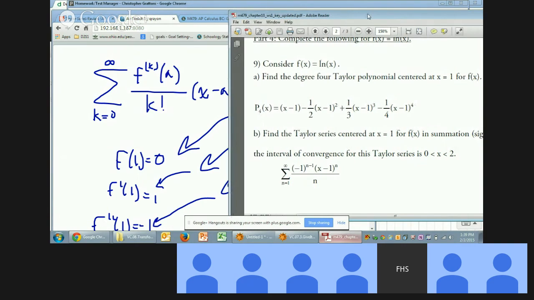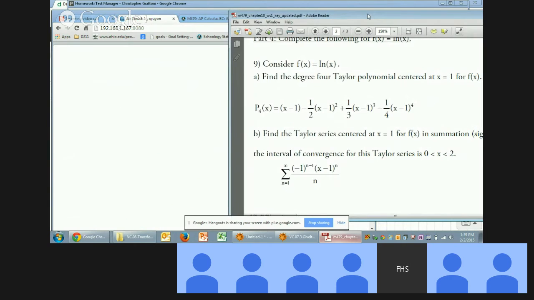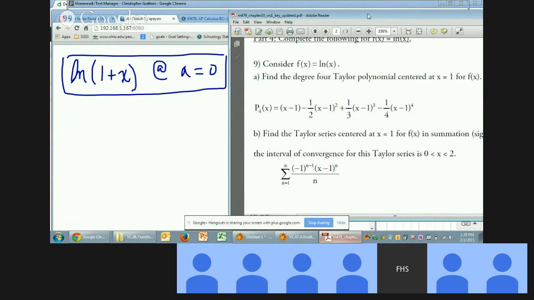However, once you're getting kind of advanced with this, what you're going to notice is the series that you have memorized is natural log of 1 plus x, centered at a value of 0. And then the series that they're looking for, the one they want you to figure out, is natural log of just regular x, centered at a equals 1.